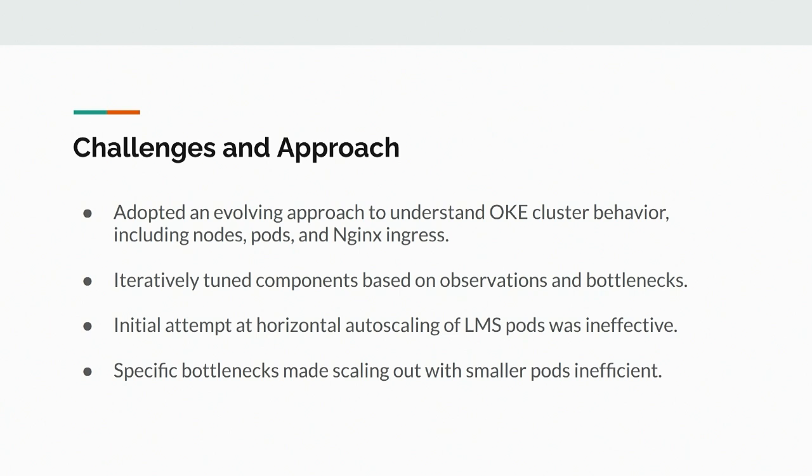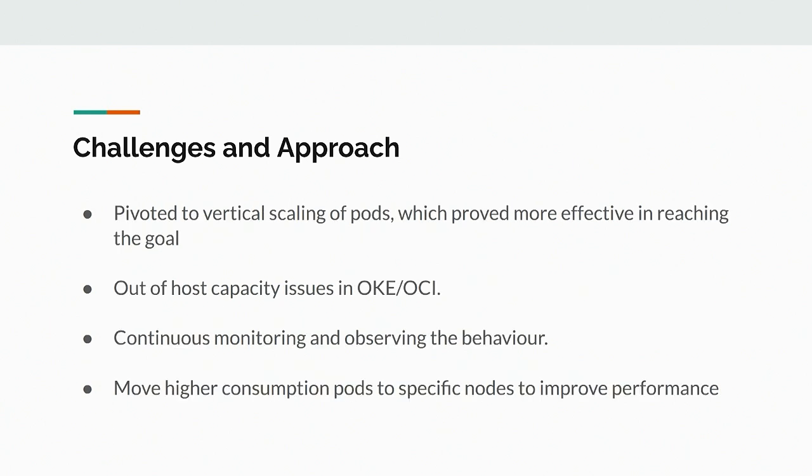Then we iteratively tuned components based on our observations and bottlenecks. The initial attempt at horizontal autoscaling of LMS pods was inefficient and ineffective because of host capacity issues, and specific bottlenecks made scaling out with smaller pods inefficient. So some of the approaches we used: we pivoted to vertical scaling instead of horizontal pod autoscaling.